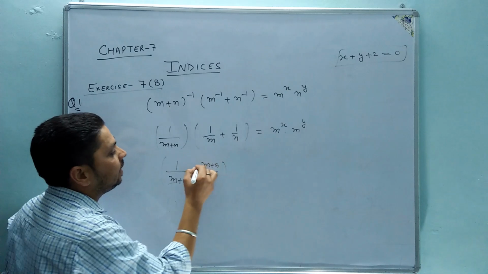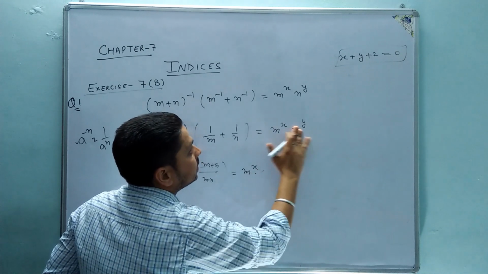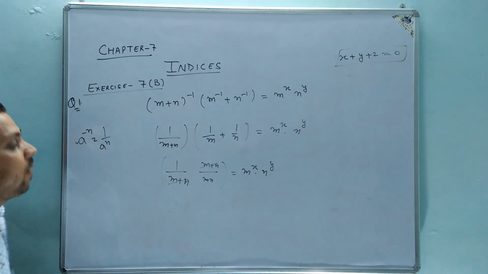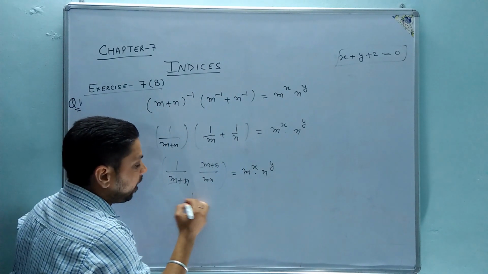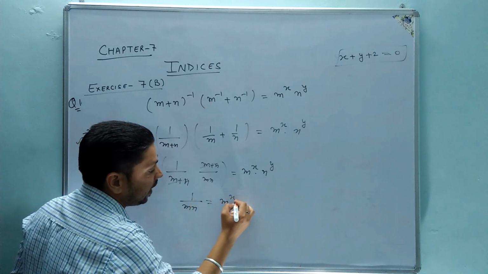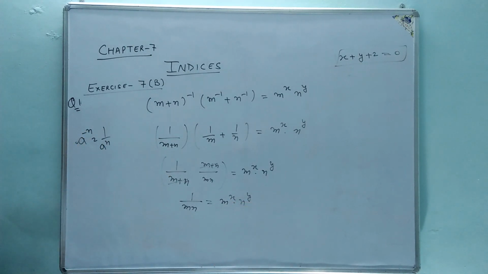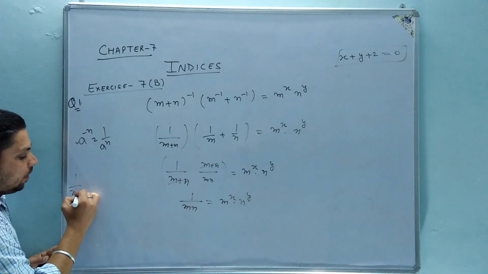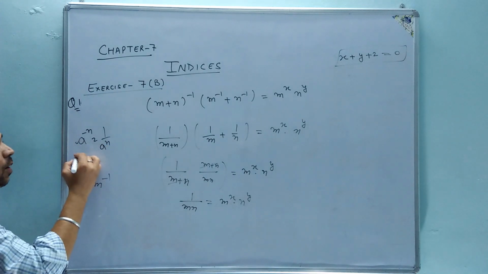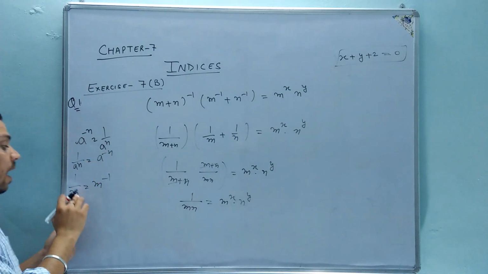This will get cancelled. This is equal to m raised to power x into n raised to power y. So what we have, 1 over mn is equal to m raised to power x into n raised to power y. Now again, 1 over m can be written as m raised to power minus 1, reversing this property, that is 1 over a raised to power n is equal to a raised to power minus n. We have 1 over m.